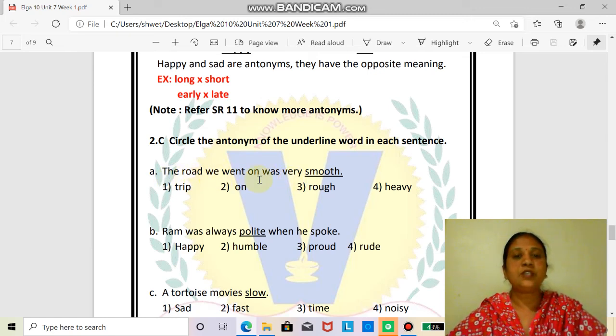The road we went on was very smooth. So here they have underlined the word smooth. What is the antonym of smooth? The options are trip, on, rough, heavy. Antonym in the sense of the opposite word of smooth. Can you guess it? Yes, rough. So I am going to circle rough. So students, in this way you have to complete the remaining questions. We'll move to the next exercise.